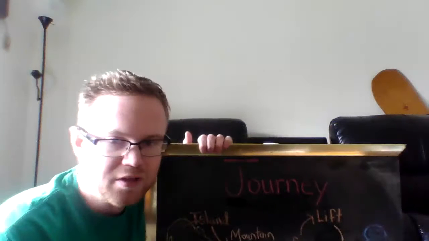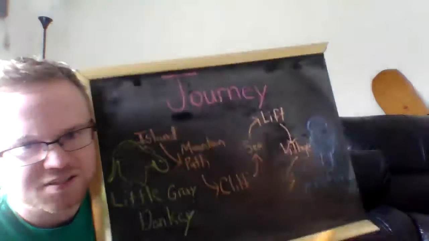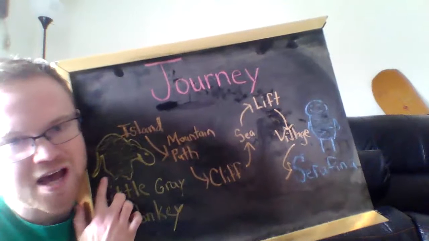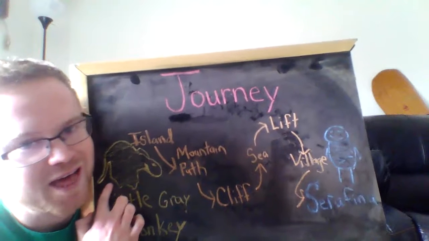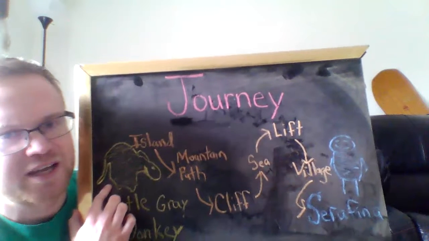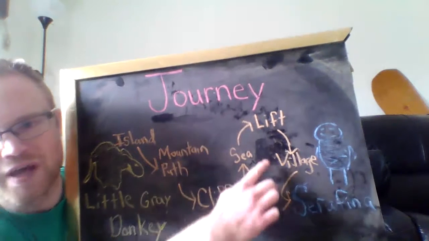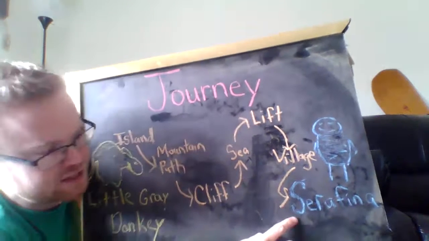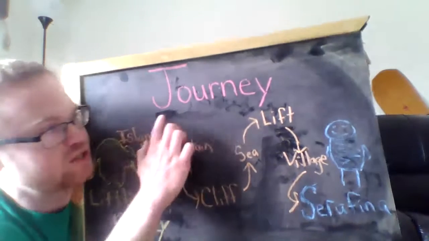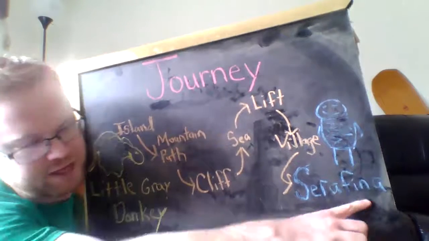So you know that a journey has many different settings, right? Little Gray Donkey, right? This is exactly how he looked in the story, right? Just kidding. But this is Little Gray Donkey, and he had to take a long, winding journey all the way to find his friend Seraphina. So what was the reason that Little Gray Donkey had to take his journey? He had to find his friend Seraphina.